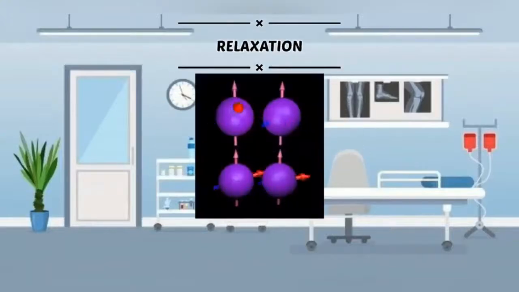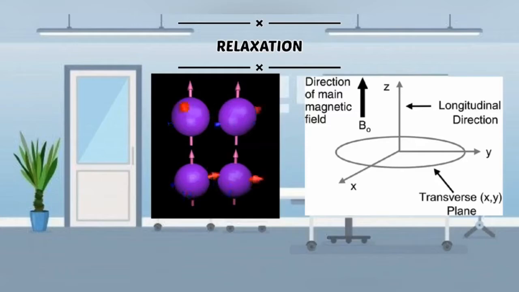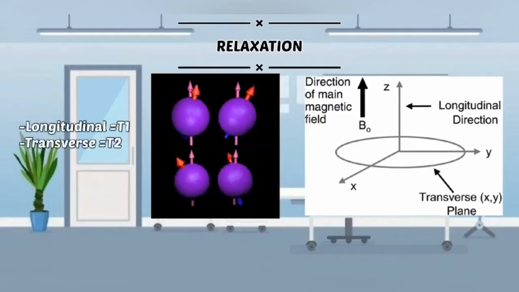Okay, now let us talk about relaxation. The radio frequency is used to receive signals to create images, as protons resume their normal state in the primary magnetic field prior to transmission of the RF pulse. This is called relaxation. Relaxation in the longitudinal axis is T1 relaxation, while relaxation in the transverse axis is T2 relaxation.